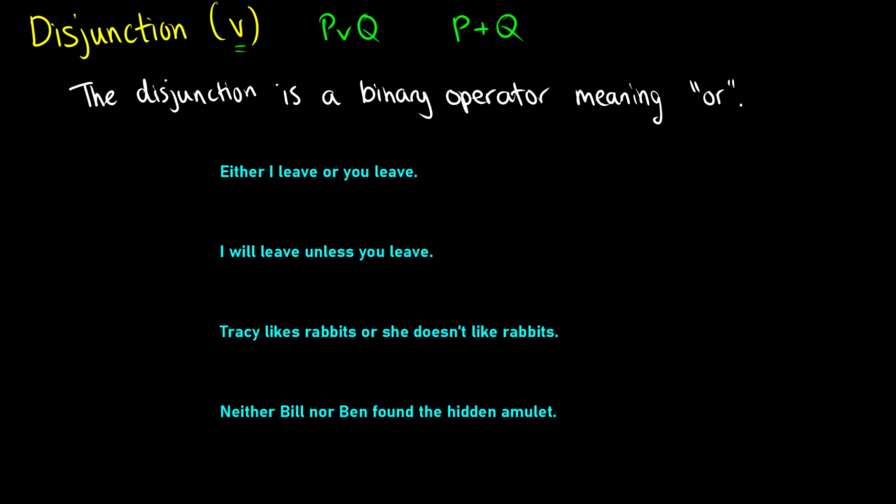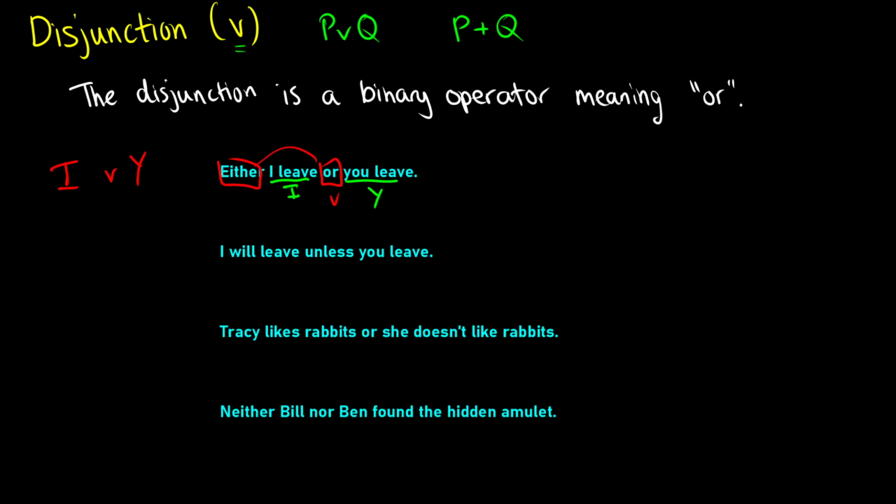Either I leave or you leave. Okay, so I leave, let's call this I for the simple proposition I leave, or you leave, let's call this Y for you leave. And our operator here is or. We see here, either-or contributes to the same thing. So this is or, so we can translate this as I or Y, or I leave or you leave.